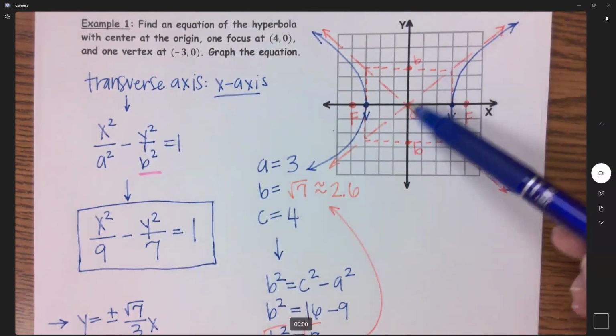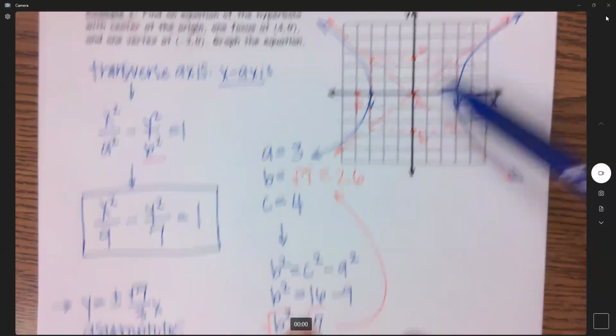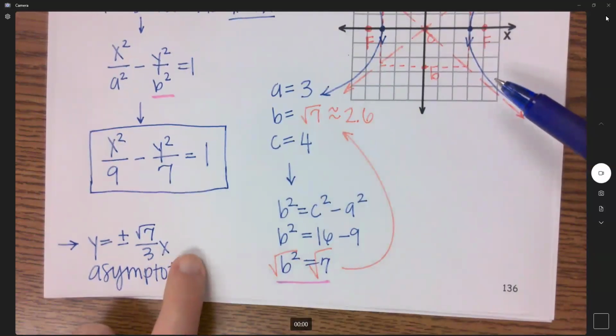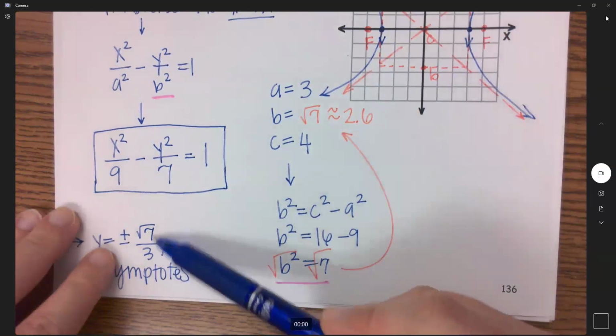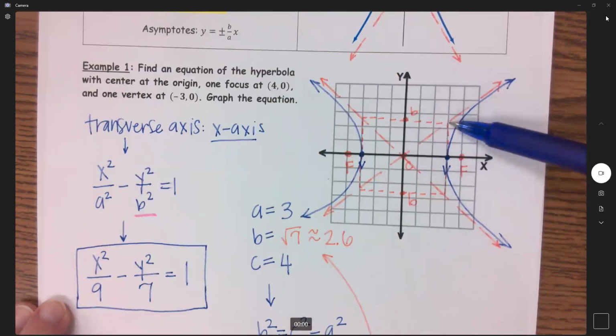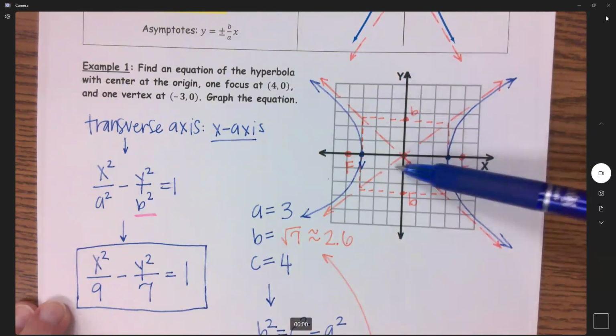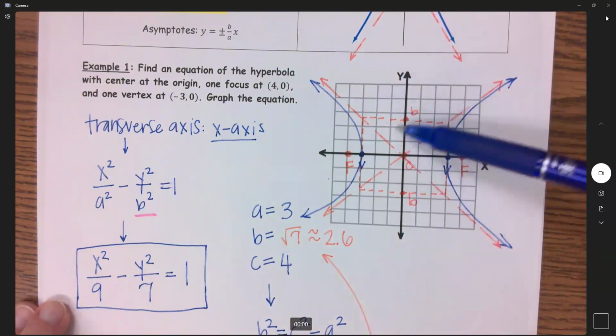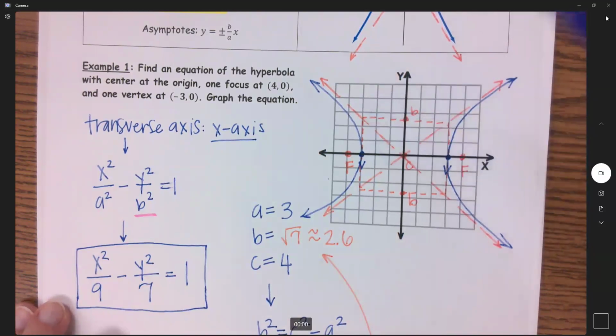The y-intercept is at 0, so that's why we don't have a plus anything. And then slope is rise over run. So we are rising square root 7 and then running a positive 3. Or we are rising square root 7 and running a negative 3.